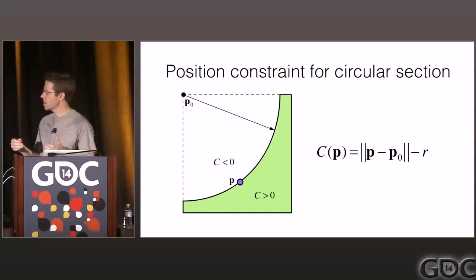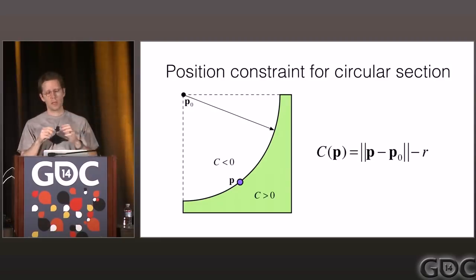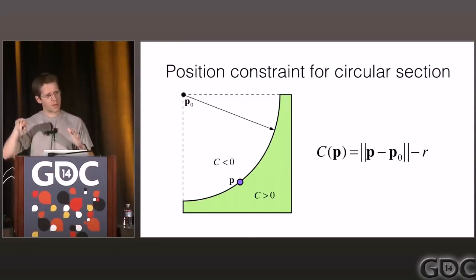So actually, you can think of this constraint function c as defining an implicit surface. In this case, c implicitly defines the circle.